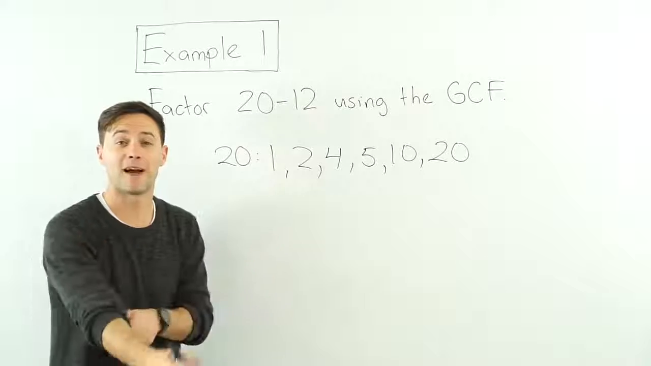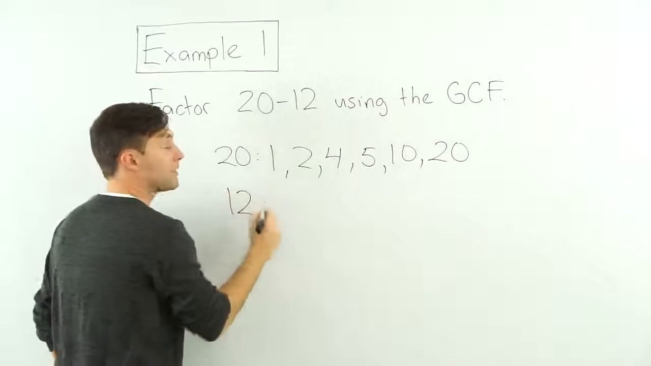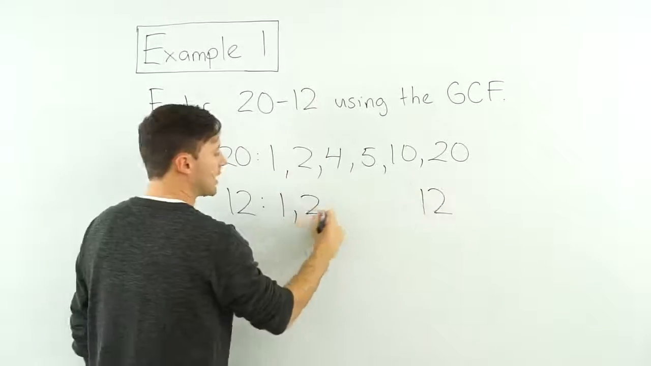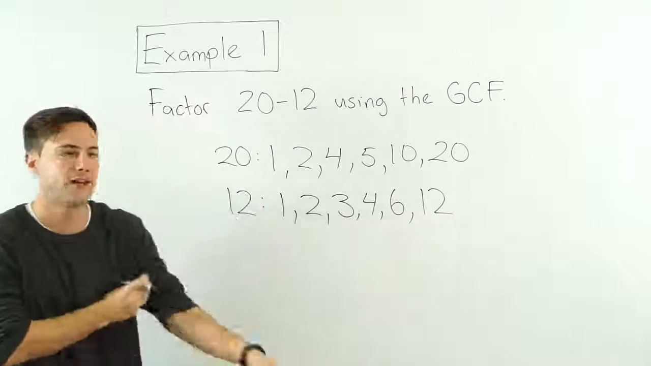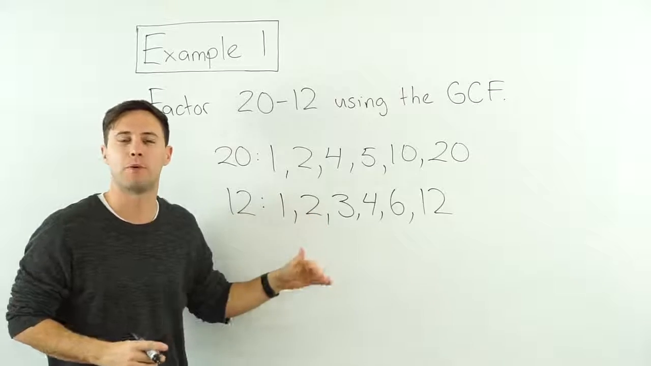All right, how about the factors of 12? Well, for 12, same thing. 1 times 12. 2 times 6 works. 3 times 4. 5, no. 6, 4, yeah. So those are the factors of 12. What can 12 be divided by evenly?